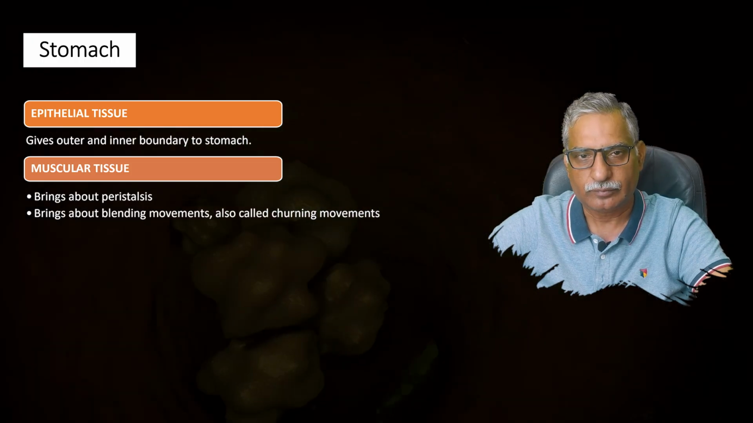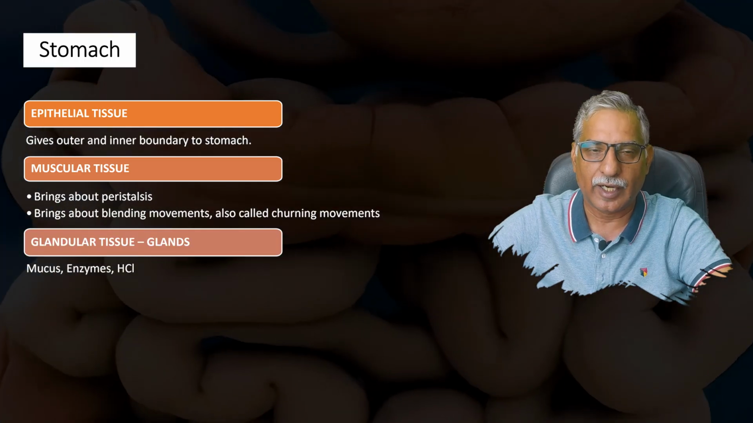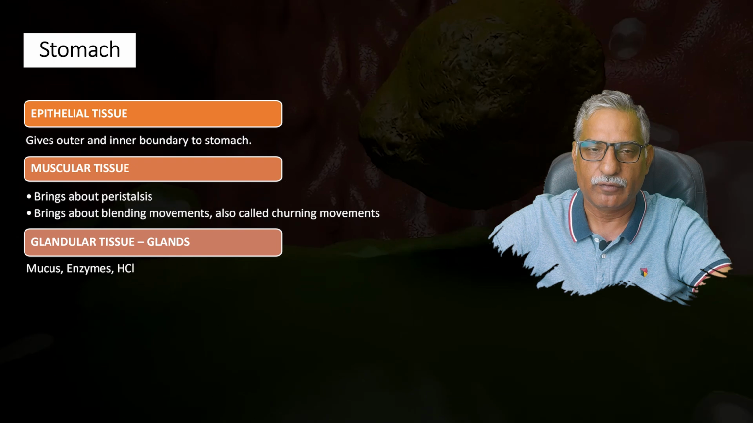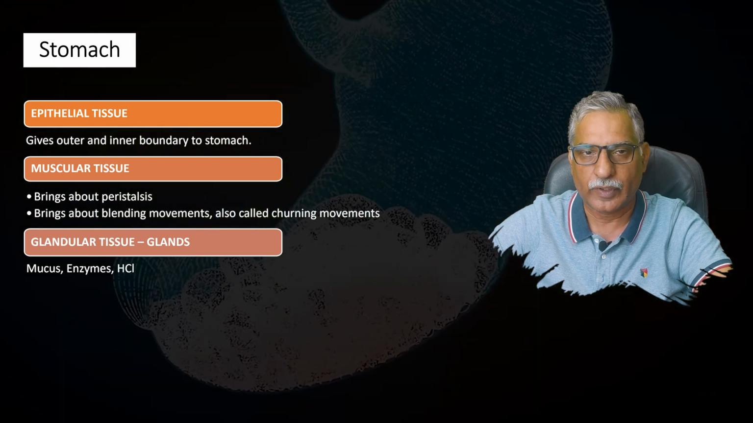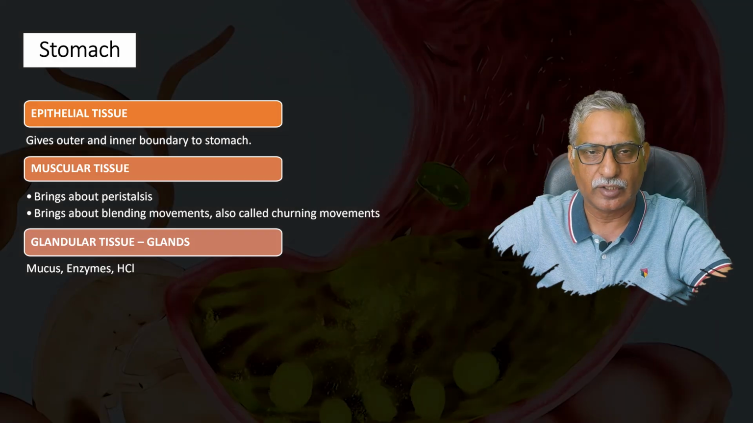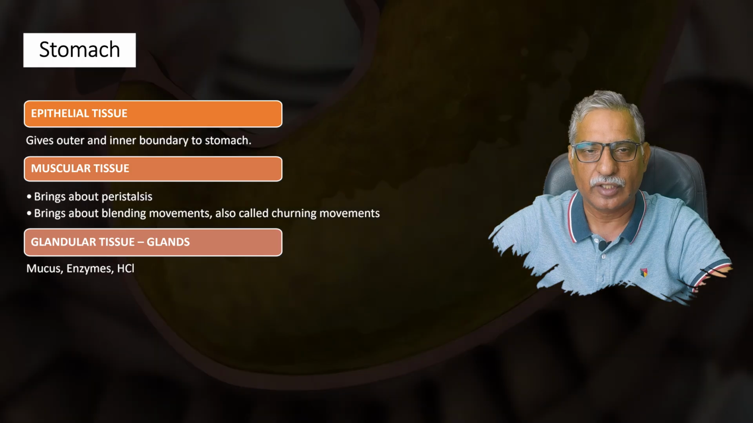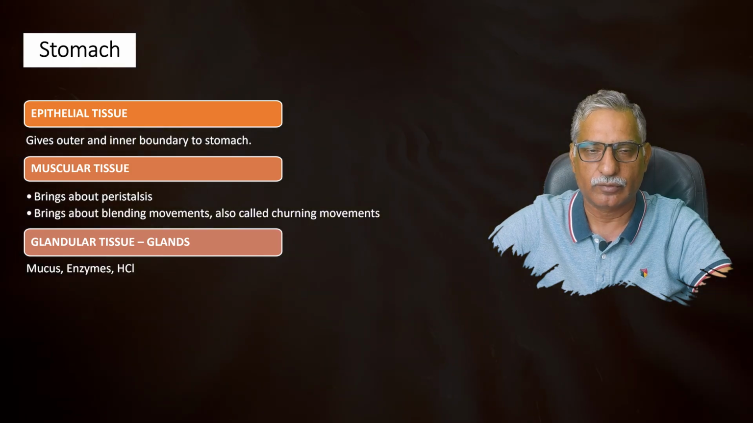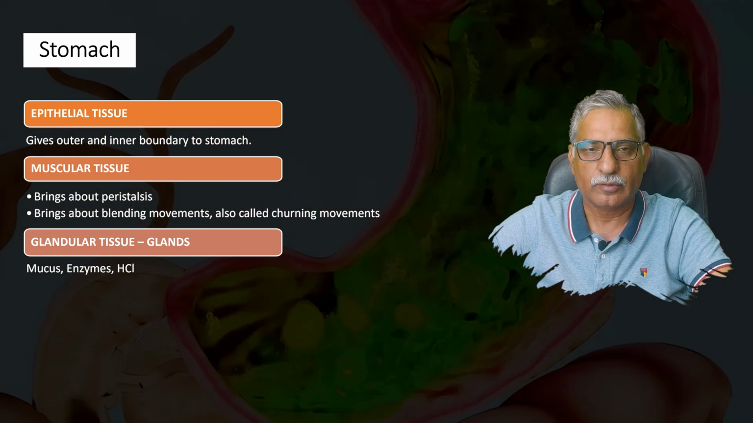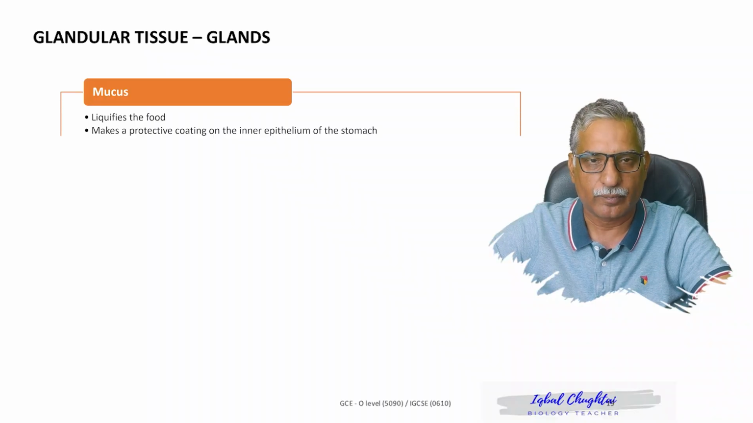Then we have glands within the stomach wall. Glands are specialized cells found in the wall of the stomach. These glands produce a secretion, and this secretion is known as gastric juice. This gastric juice contains a number of components. For example, the first primary component of the gastric juice is mucus.